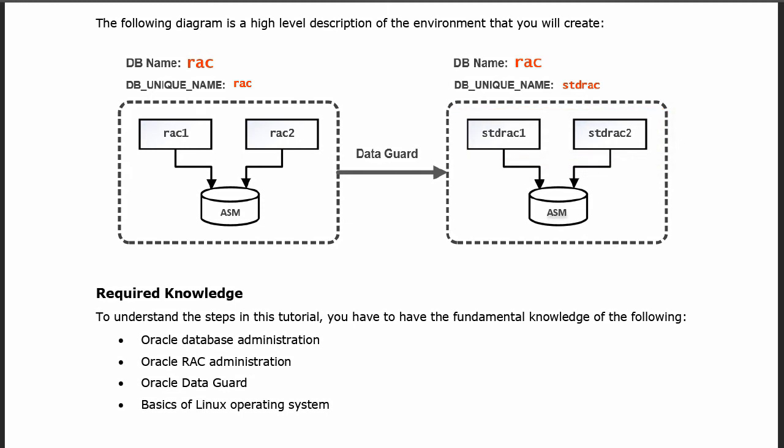As is the case when implementing the DataGuard in a single instance database, you have to have the DB name the same in both the primary side and the standby side. In this case, the DB name in the standby side will be RAC. But the DB unique name is different in the standby database, and it is std-rac in the standby database in my environment.